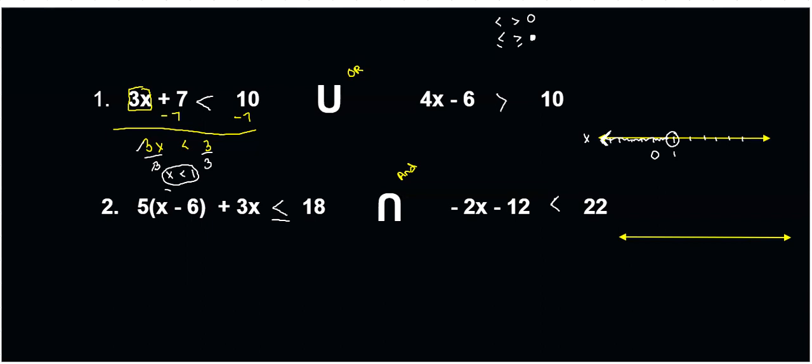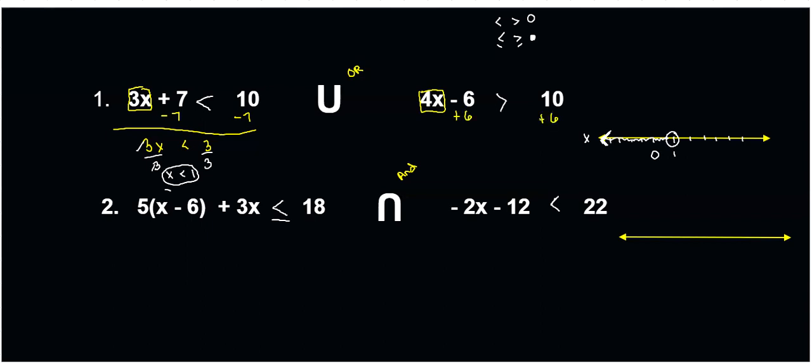Now, union again, the U, that means you're graphing everything. The answer only has to work in one of the two inequalities. It doesn't have to work in both. So let's first of all solve our next inequality for x. So I'm going to box off the x term. I need to move the -6. How do we do that? We add 6.